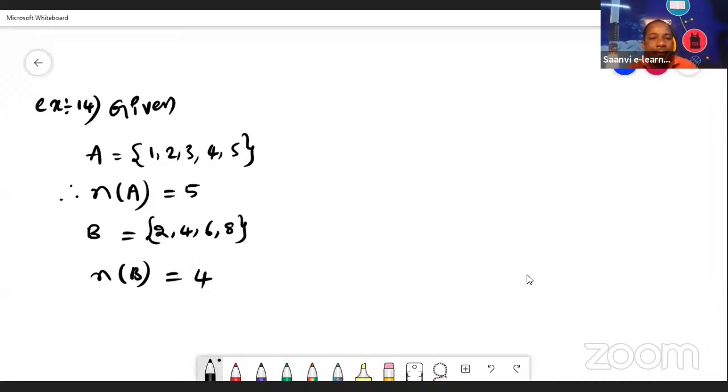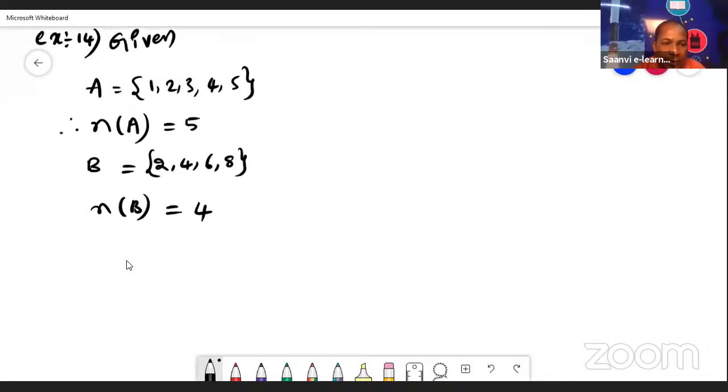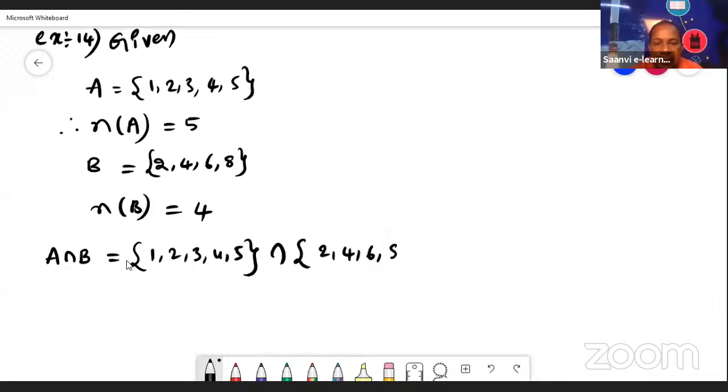So n of A is equal to 5, n of B is equal to 4. Again, to find n of A union B, we need n of A intersection B also. So to find n of A intersection B, first of all find A intersection B. A intersection B means set A, given 1, 2, 3, 4, 5, intersection set B, given 2, 4, 6, 8. A intersection B is nothing but the common elements we should take.